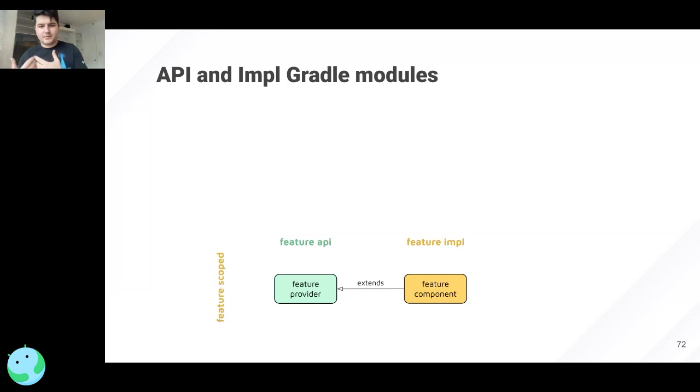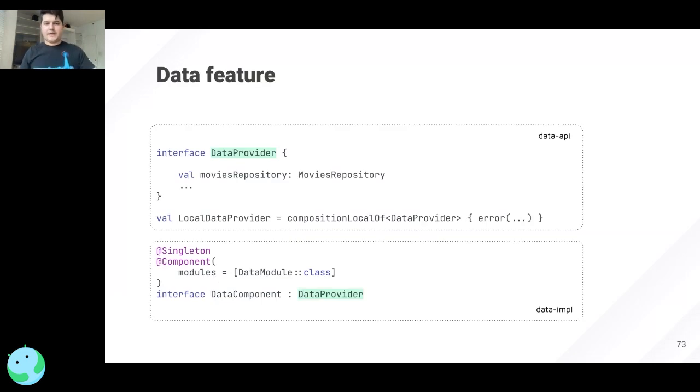On the other hand, feature implementation will have the component, which is annotated with component and which will use this stuff. Now let's see how we can implement another feature. In this case, it's the data feature. And it's also interesting that by feature, we can understand not only feature screens or flows. By feature, we can in this case consider anything that extends the functionality of our app, right?